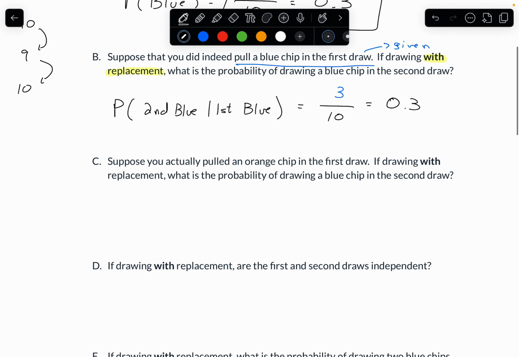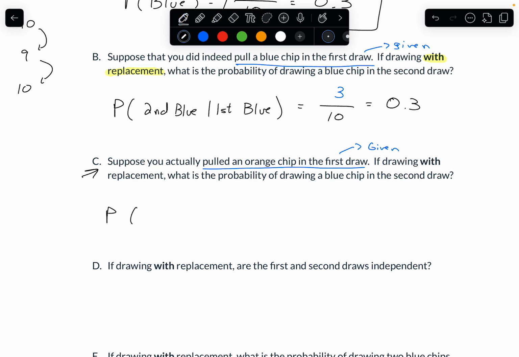Let's continue on here. Suppose you actually pulled an orange chip on the first draw. So it's telling me I pulled an orange chip on the first draw. This is my given. We have another conditional probability here.